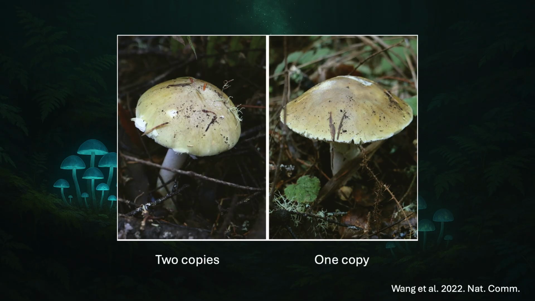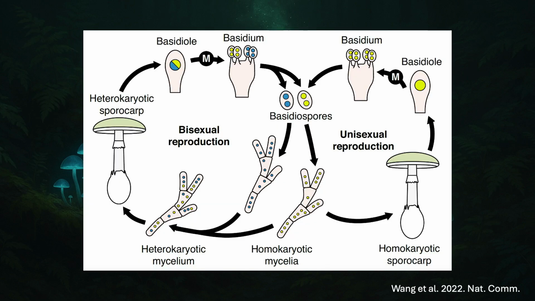Also, based on the genomic signatures, at least one individual may have been alive for a shockingly long time, at least 30 years. We think that this flexibility in reproductive mode, being able to reproduce alone or with others, is a major advantage in biological invasions.